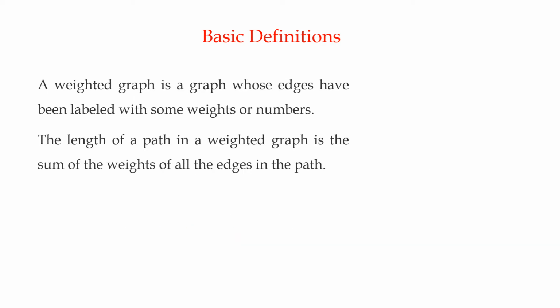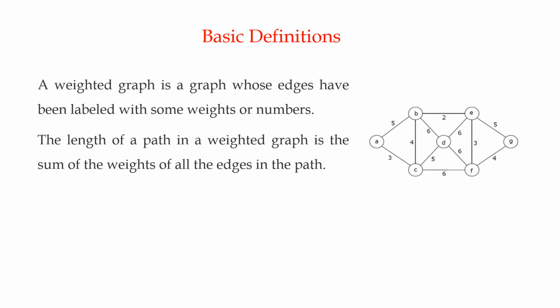Next one is a weighted graph. A weighted graph is a graph whose edges have been labeled with some weights or numbers. The length of a path in a weighted graph is the sum of the weights of all the edges in the path. This one is a weighted graph. Here we have the path.